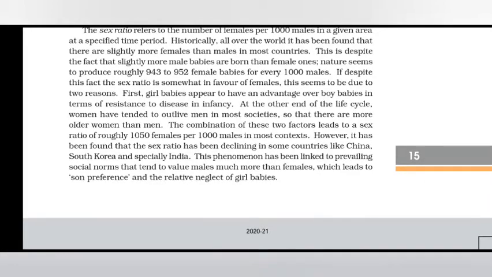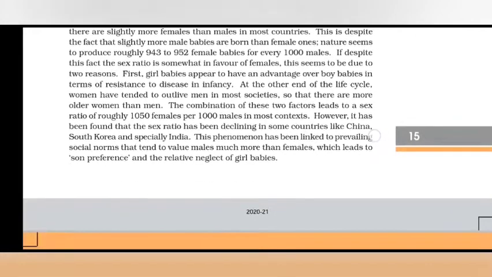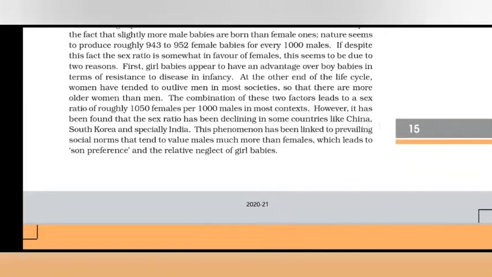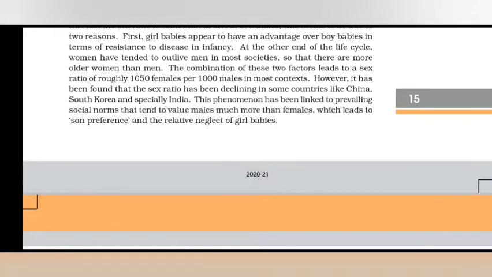Nature seems to produce roughly 943 to 952 female babies for every 1000 males. If despite this fact the sex ratio is somewhat in favor of females, this seems to be due to two reasons. First, girl babies appear to have an advantage over boy babies in terms of resistance to disease in infancy. At the other end of life cycle, women have tended to outlive men in most societies, so that there are more older women than men. The combination of these two factors leads to a sex ratio roughly 1050 females per 1000 males in most contexts.